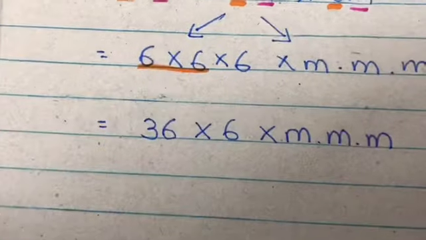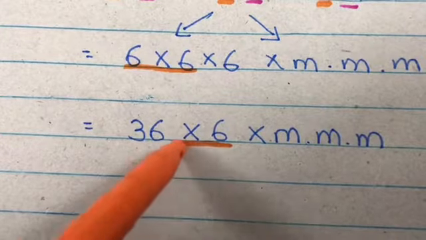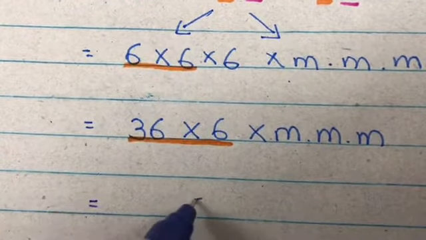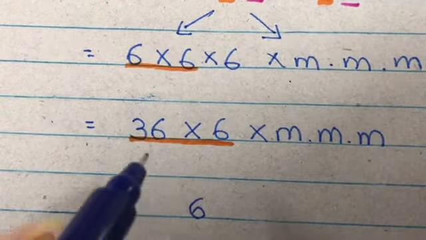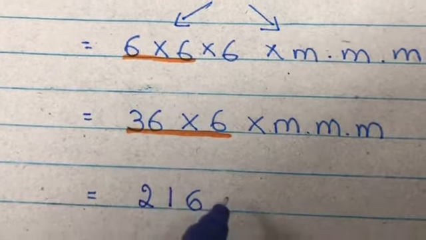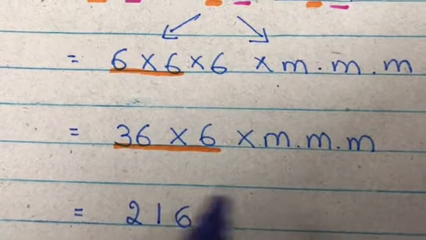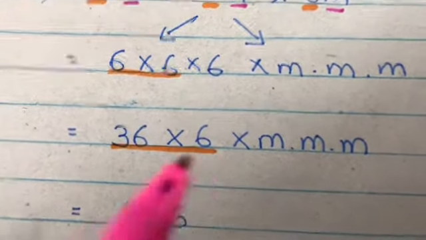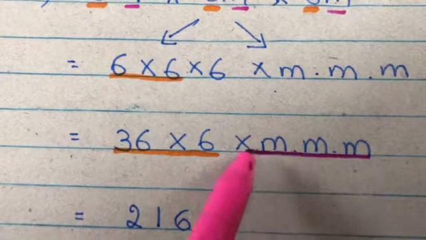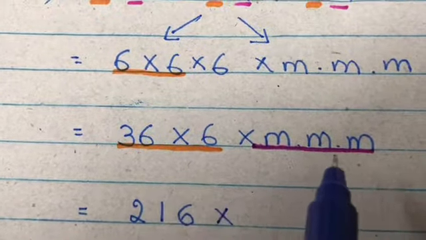Right? Now this again 36 times 6. Complete this. Find the product of 36 times 6. 6 sixes are 36, and then it becomes 216. Right, so now you can join them all in this only. You can underline these together, right? Now it's multiplication, right? Multiplied by m dot m dot m.